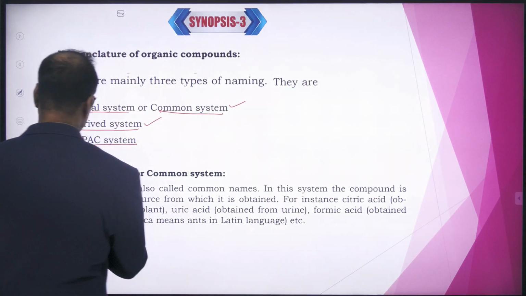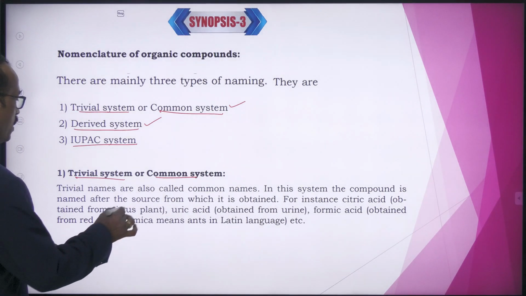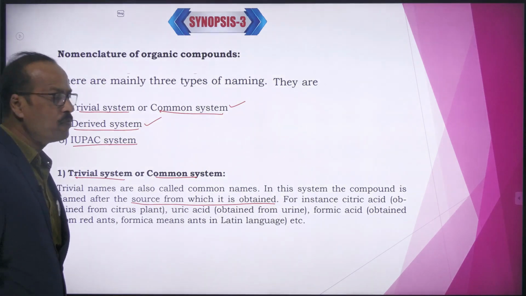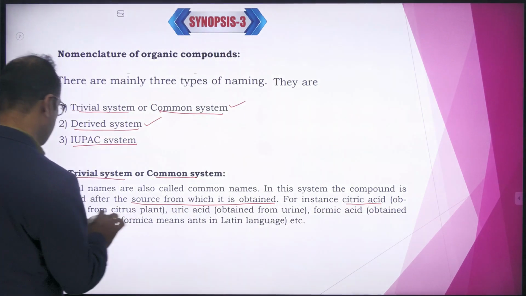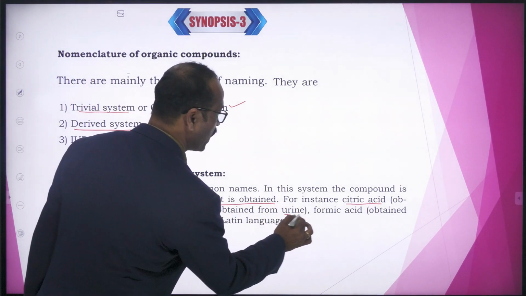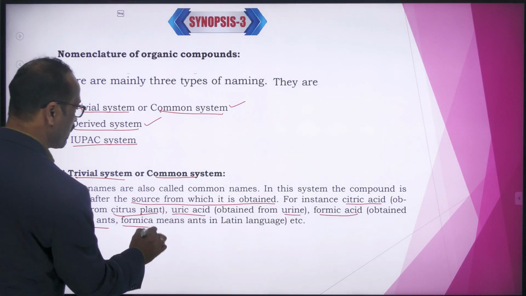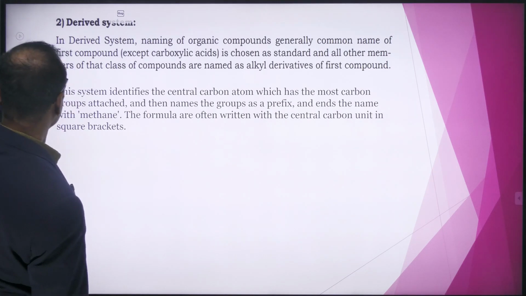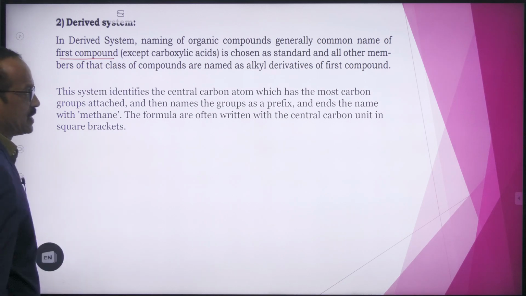In the tribal name, names are based on the source of the compound, from where it is obtained. Like citric acid is obtained from the citrus fruit or citrus plant, uric acid is obtained from urine, and formic acid is obtained from red ants called formica in the Latin language, right? This already we completed. Next, derived names are based on the first compound of that series.